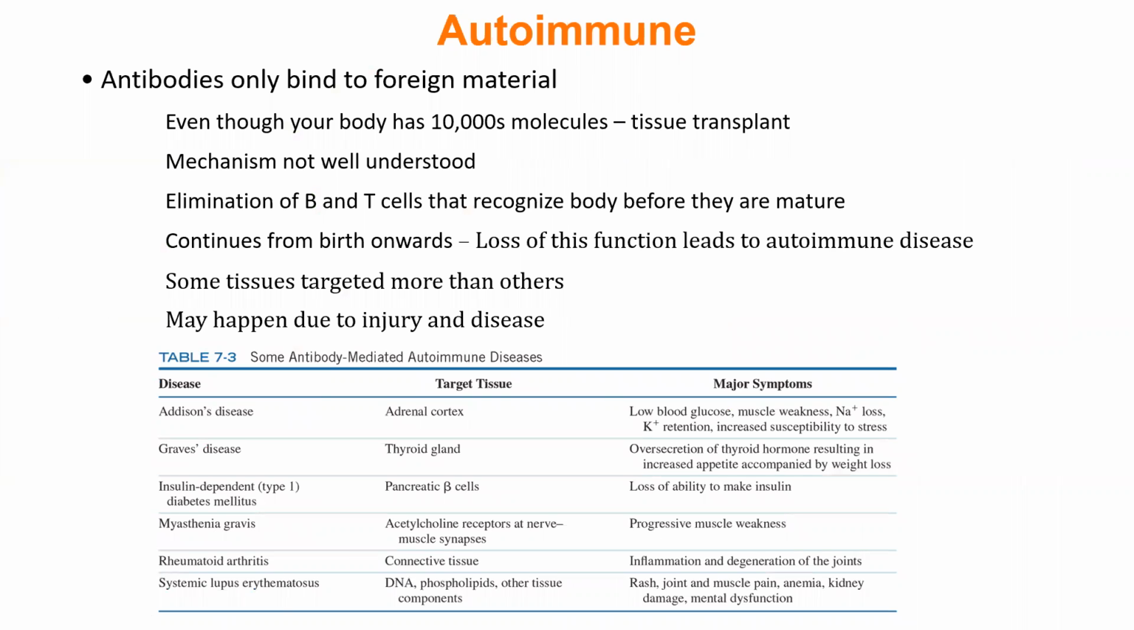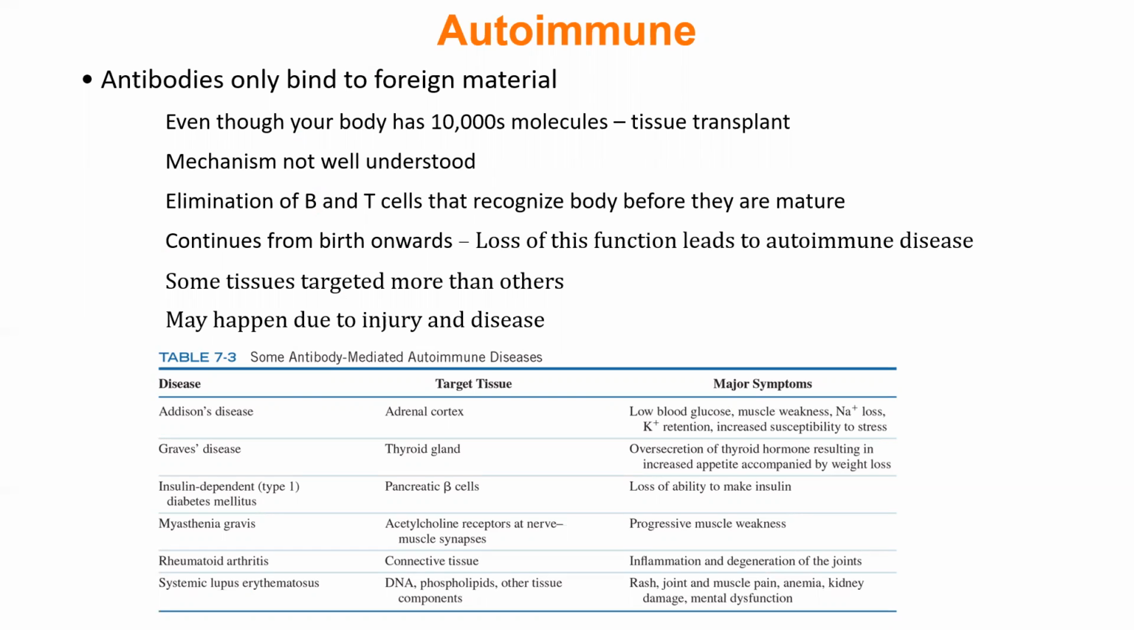And like I mentioned earlier, when we first talked about antibodies, usually you want your antibodies to only bind foreign material, but they sometimes bind your own material, and that's autoimmune diseases. The whole way antibodies work is that you have tens of thousands of different molecules in your body, yet our antibodies normally don't attack ourselves. And the mechanism for that isn't that well fleshed out.